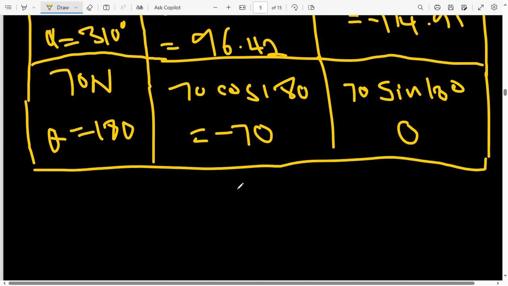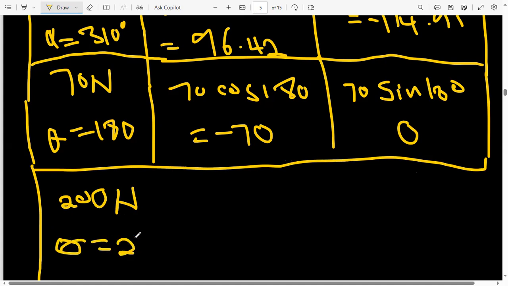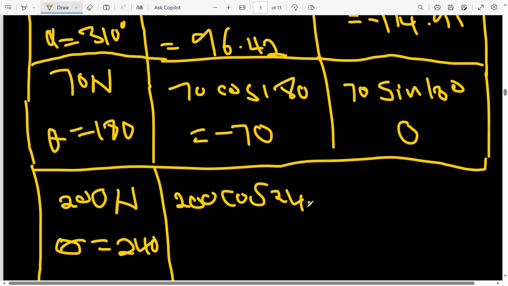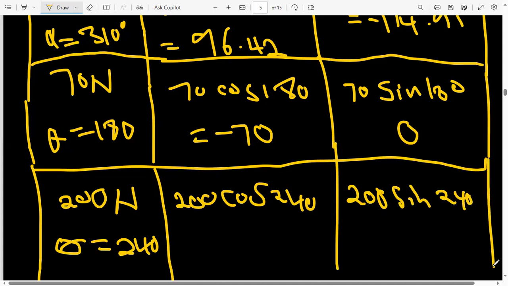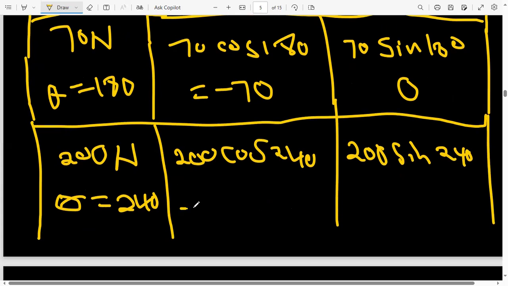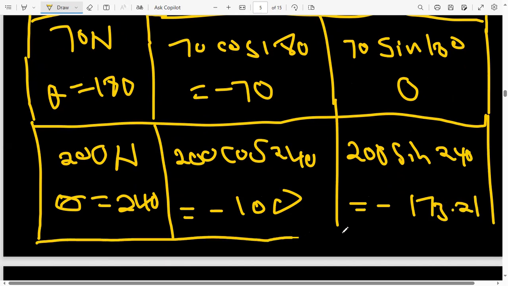And then we can find the last component. For the last one, we had 200 newtons, and the angle was 240. So we said this was 200 newtons cos 240, and then on the other side, 200 sine 240. So what do you get when you punch this on your calculators? Here I'm going to get minus 100. Then there I'm going to get minus 153.21. So we are done with resolving all these vectors.